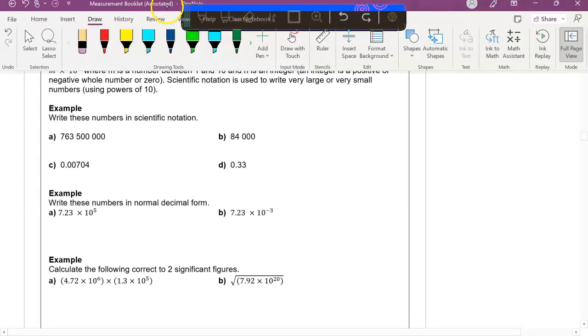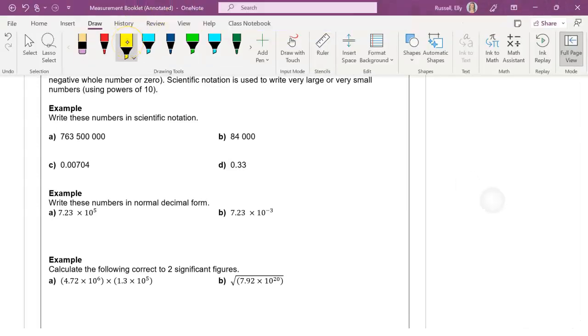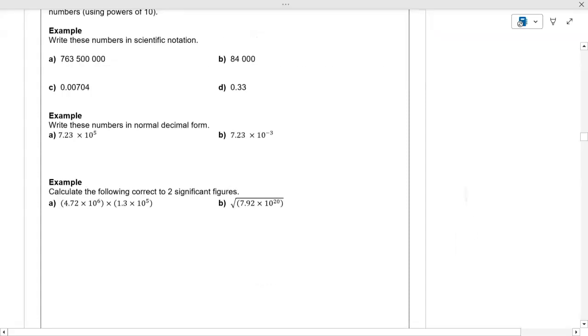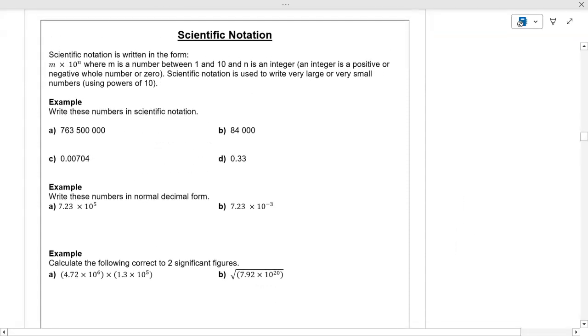This lesson we're looking at scientific notation. Scientific notation means that when we write large and small numbers, we can write them with powers of 10. This is our form, m multiplied by 10 to the power of n, where m is a number between 1 and 10. It always has to be between 1 and 10, and n is an integer. It could be positive, negative, a whole number, or it could be 0.